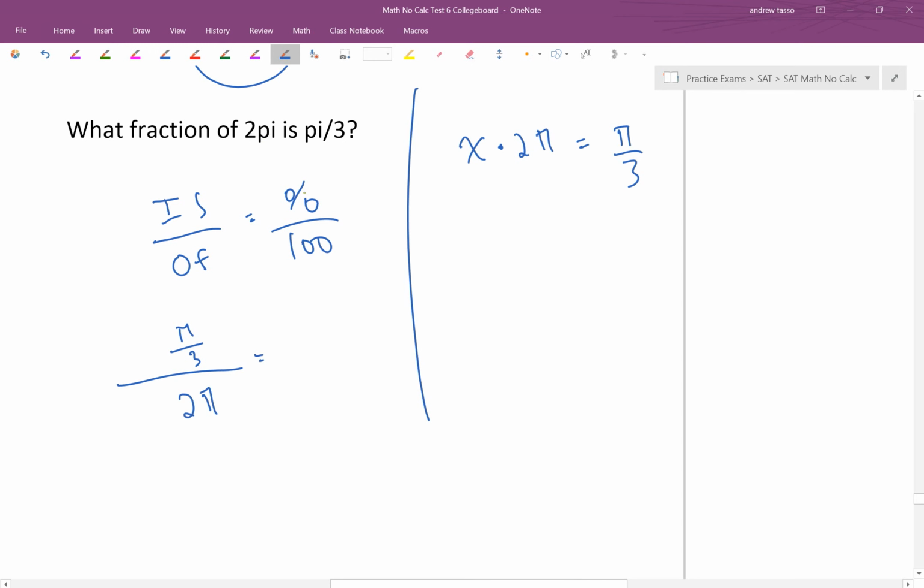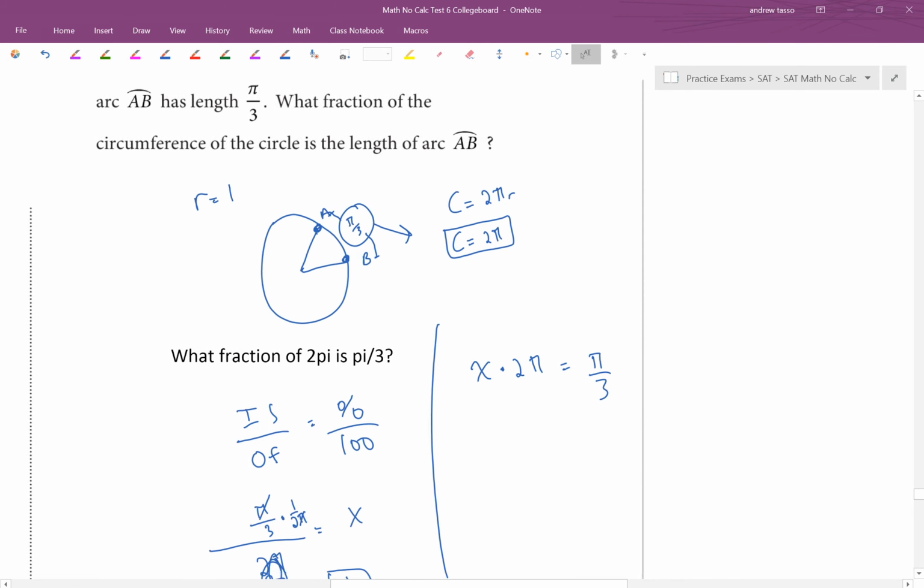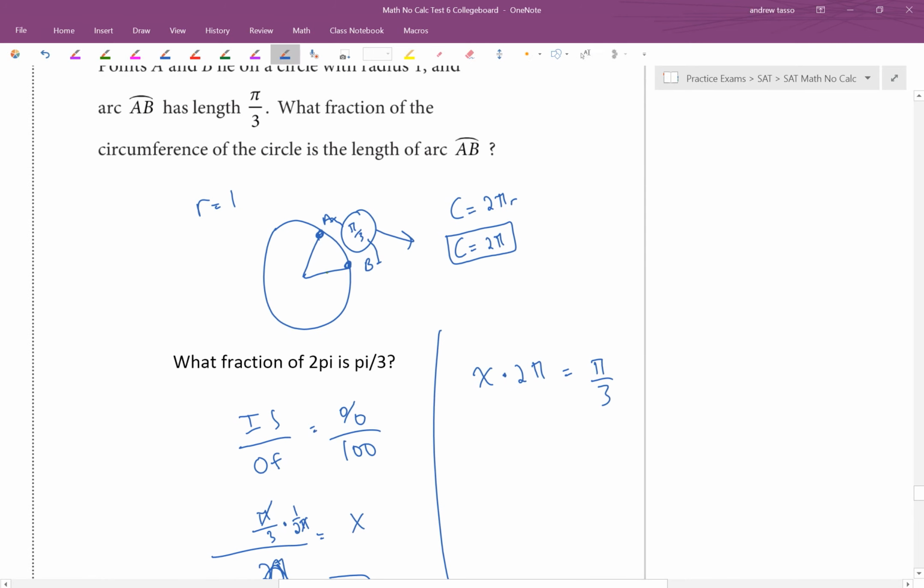And then what fraction? Yeah, so in this case we don't even need the percent over 100, we could just use x, right? So yeah, we could solve this out by keep change flip, right? 1 over 2 pi, the pi's will cancel, we get 1/6. So that's telling us that it's 1/6 of the entire circle, right?